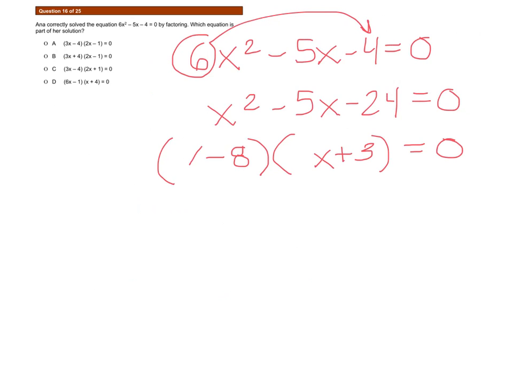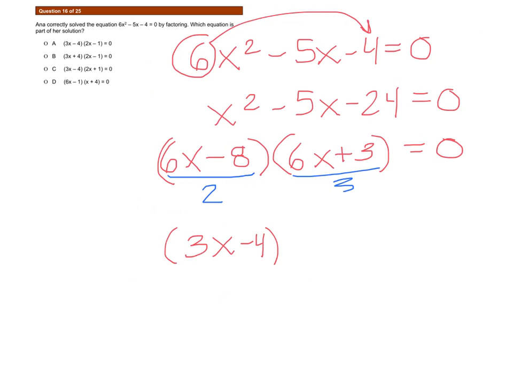And again, we bring the coefficient, which is 6, down with us. And we look to simplify. I see that 6 and 8 are both divisible by 2. So that reduces to 3x minus 4. I see that 6x and 3 are both divisible by 3. And I'm left with 2x plus 1 equals 0. It's not asking me to solve, it's asking me which equation is part of the solution. I look for the one that matches, and I can see that's going to be letter C.